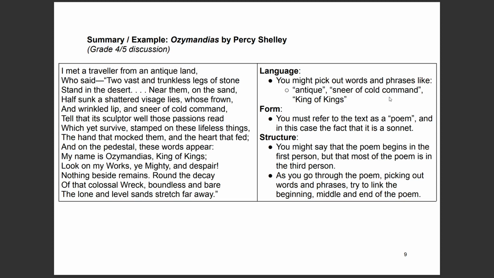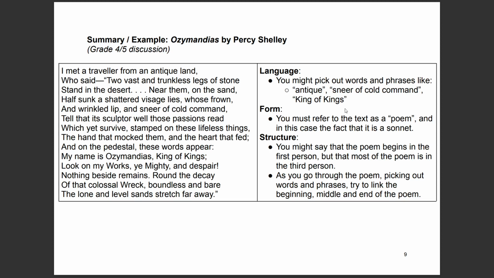Now, in terms of language, you might pick out words and phrases like antique, sneer of cold command, king of kings. So you would pick out this word antique. It's obviously an adjective, and the effects and connotations are that antique, you would explain, means not just old, but very old. It means ancient. The connotations of antique means something of value, is precious, that kind of thing.